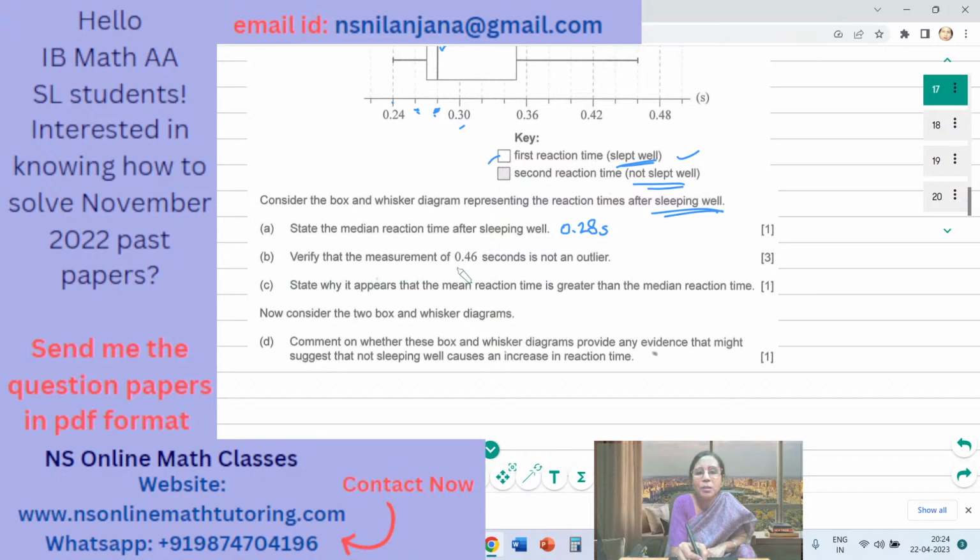Subpart B, verify that the measurement of 0.46 seconds is not an outlier for this sleeping well part. That is this white box and whisker. For that, first of all, we have to get the IQR, the interquartile range. What is this one? This is 0.26 and this one is 0.28. This one will be 0.2 and what is this one? Obviously, this is 0.3.